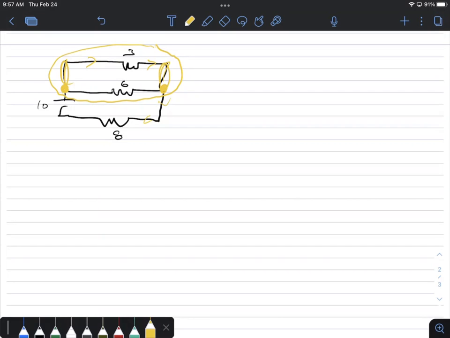So let me work on that complication first. Look at the 3 and the 6. The 3 and the 6 are definitely parallel. So 1 over R parallel is 1 over 3 plus 1 over 6. Well, 1 over 3 plus 1 over 6 is 3 over 6. But again, that's not R parallel. That's 1 over R parallel.